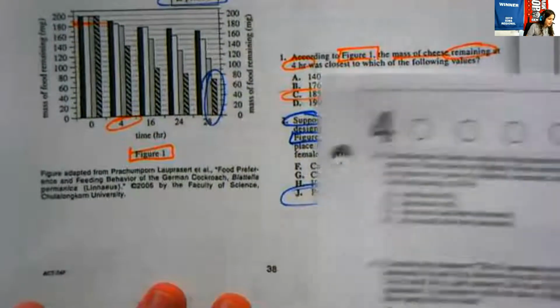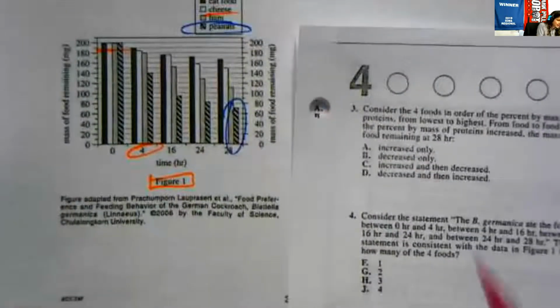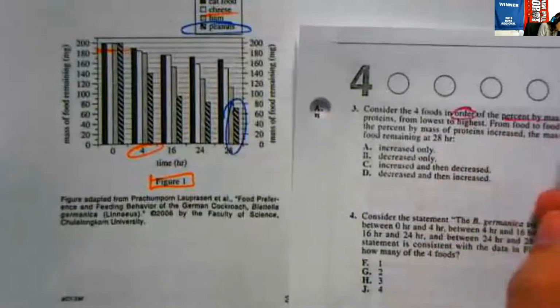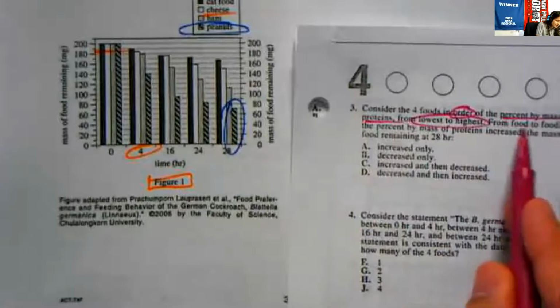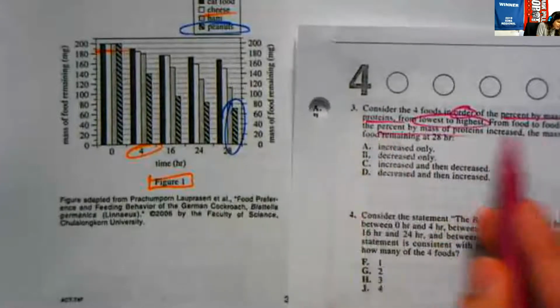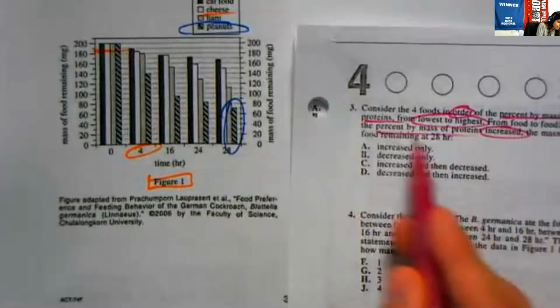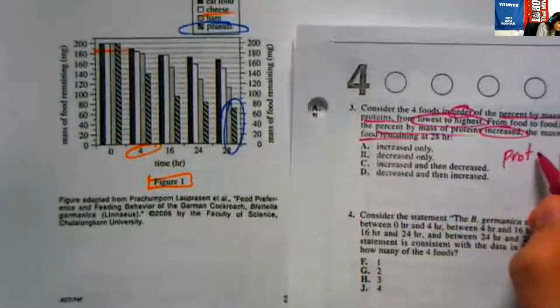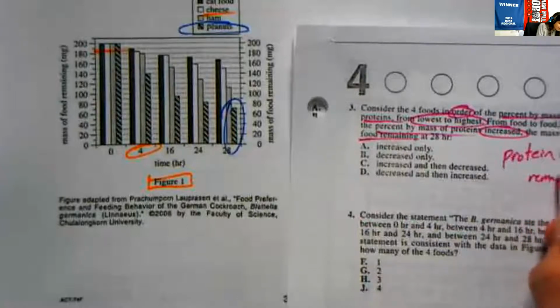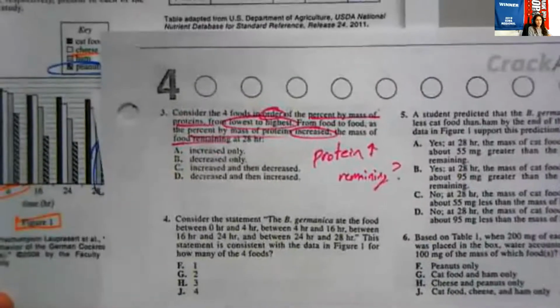You can do these. Number 3, consider the 4 foods in order, percent by mass of proteins, and I'm going to circle from lowest to highest. From food to food, as percent by mass proteins increased, what did the food remaining do? So as protein goes up, what did the amount remaining do?